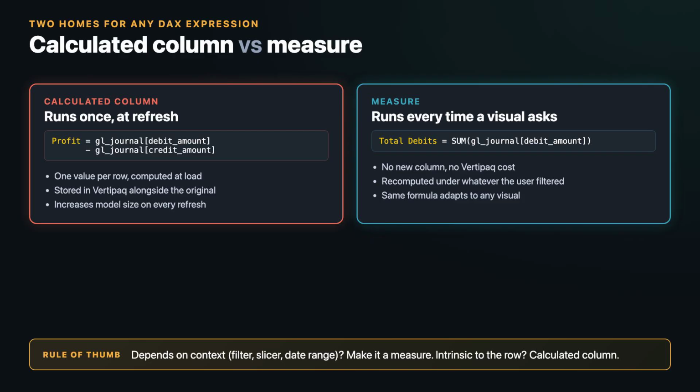A measure runs every time a visual asks for it. No new column is created. The formula is recalculated under whatever filter context the user has applied. Rule of thumb. If the value depends on context, like a slicer or a date range, make it a measure. If it's intrinsic to the row, like a status label, a calculated column is fine. Finance models lean heavily toward measures.